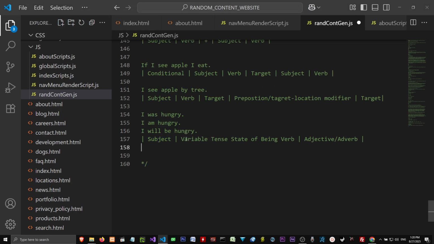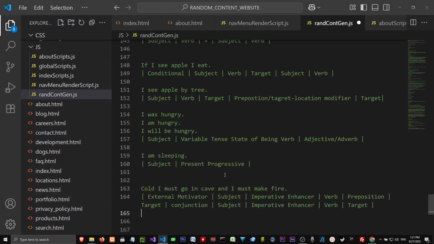Subject. Then we have a variable tense state of being verb, which is all, these are all sounds and grunts and groans and stuff we're making. And then we have our adjective or adverb. And then of course we have our present progressive, or -ing, or present continuous. I am sleeping. Subject, present progressive.